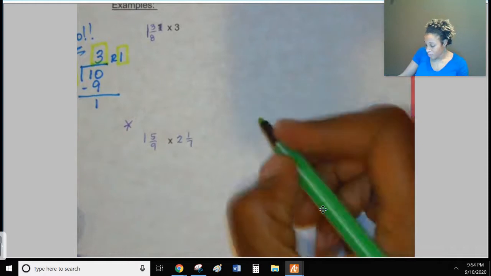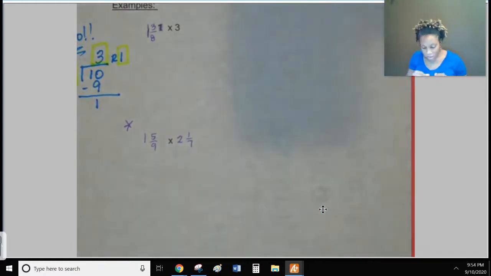So I'm going to work the bottom problem, and I'm going to have some side work going on. So my first is, oh, I can't write with this. This is too light. Let me grab purple.